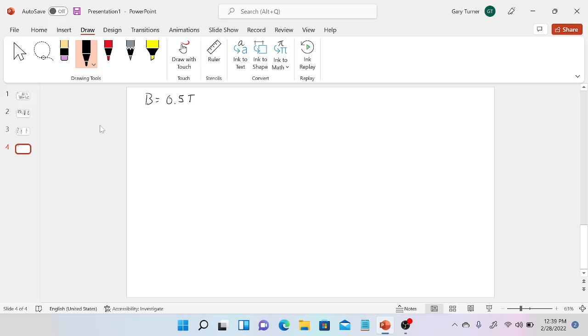So 0.5 tesla is 4 orders of magnitude larger than that. So this is 10,000 times stronger than our Earth's magnetic field. So this kind of magnet would easily do things like pick up a monkey wrench, as it were. Okay, and so this is a rather strong field.